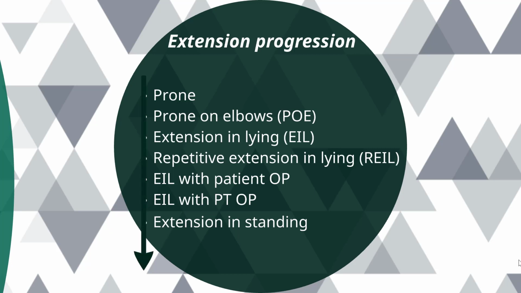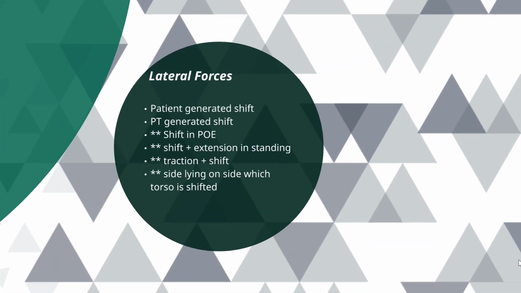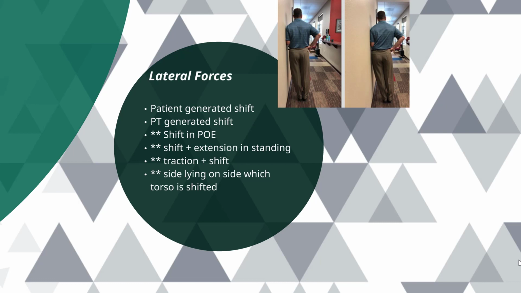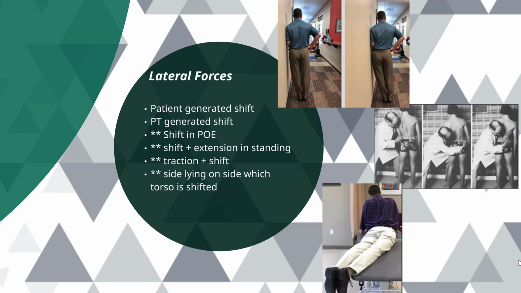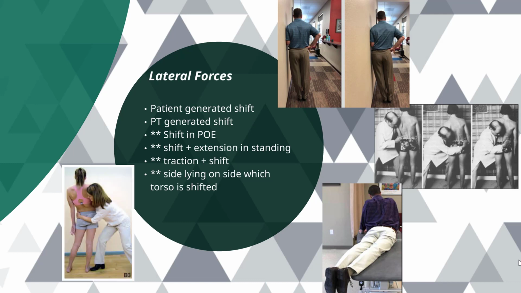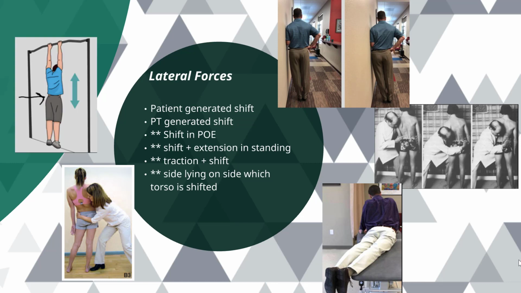As you move through the progression, note how the range of motion and gravitational loads increase and movements go from active to passive. A direction that may be less familiar is lateral forces. This progression begins with patient-generated shift, followed by a therapist-generated shift. There are unique spins from these two motions we will discuss in lab, including a shift while performing a prone on elbows, as well as a shift plus extension in standing, and self-traction with a shift.